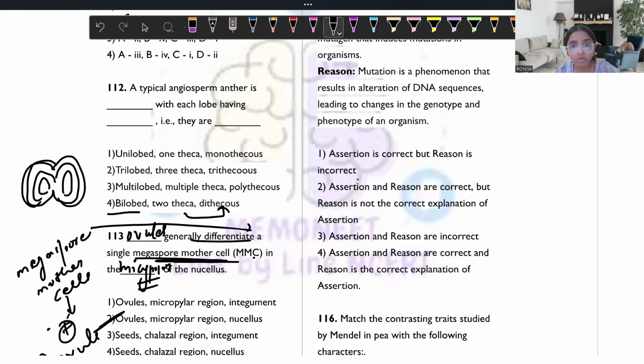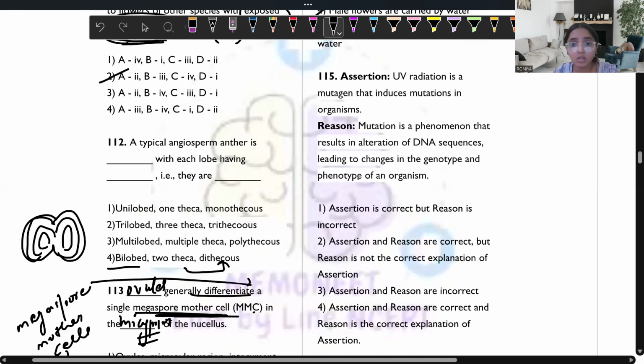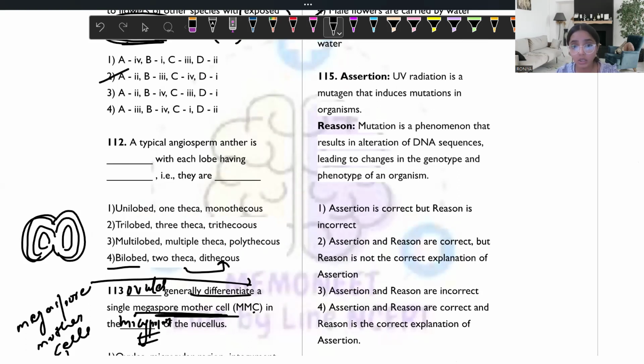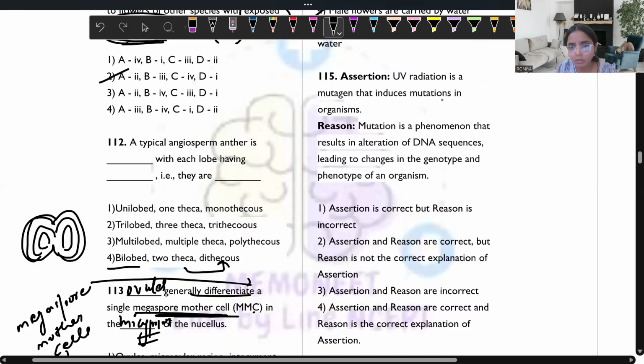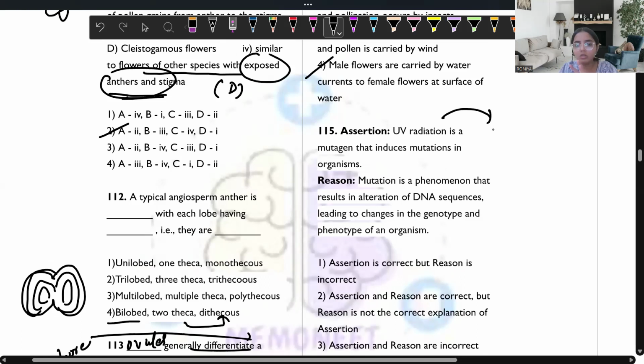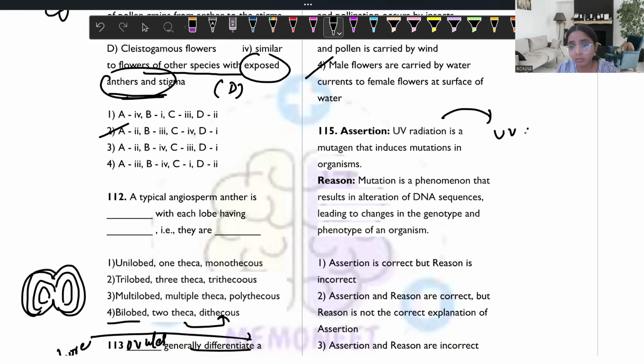Now, moving on to question 115. What is the assertion and reason? UV radiation is a mutagen that induces mutations in organisms. Yes, very correct statement. It is saying UV radiation is a mutagen and it induces mutations. Yes, it is correct. Why is UV radiation a mutagen? Because it induces mutations. Now, UV radiation is an ionizing radiation. What does it mean? Whenever it hits an organism, it ionizes the particles present inside that organism. That is why UV radiation can induce mutation. Understood?